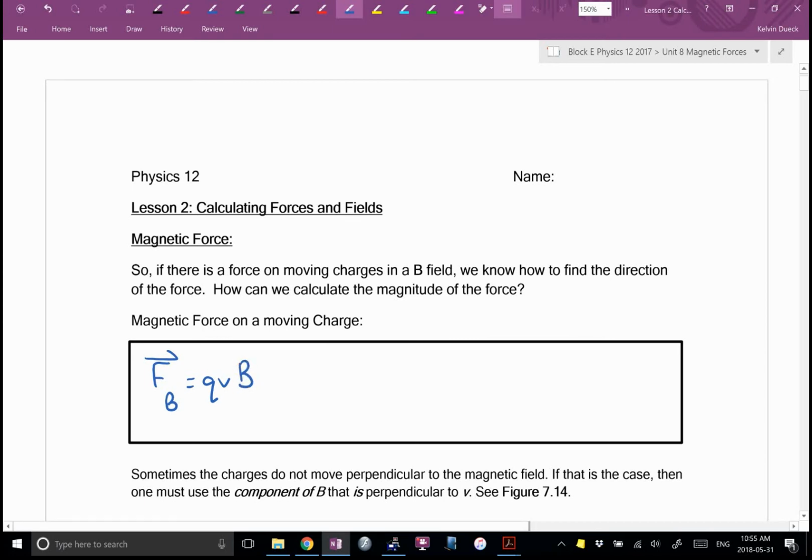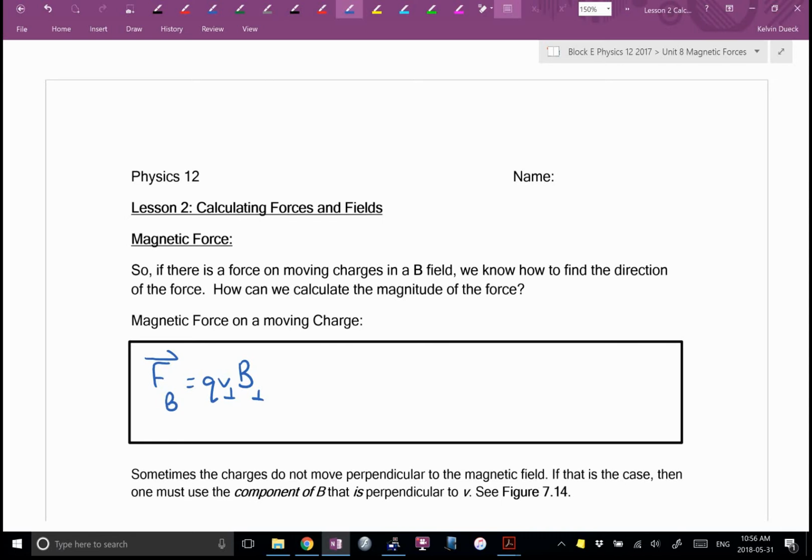But there's a restriction. Look up. The velocity and the magnetic field have to be perpendicular to each other to get maximum force. If you think about the right-hand rule, they're all at right angles to each other. Thumb points up, finger straight ahead, palm that way.